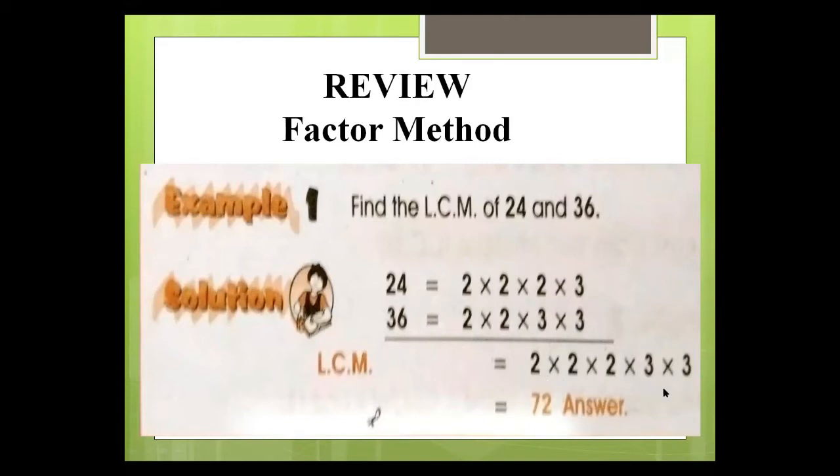List it out over here. So we just multiply all these numbers, which is 2 into 2 into 2 into 3 into 3. Then the product of these factors is the LCM. So the product of all these factors is called the LCM of that number.